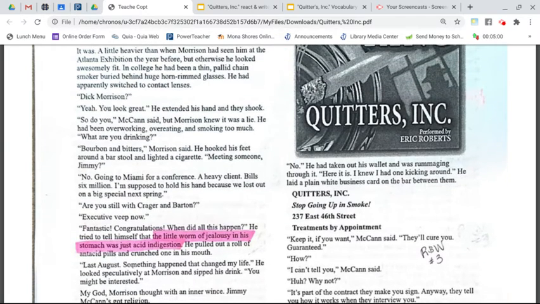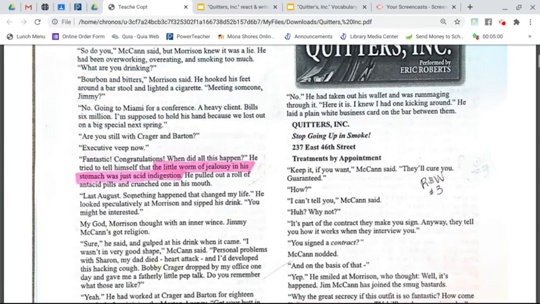No, he had taken out his wallet and was rummaging through it. Here it is. I knew I had one kicking around. He laid a plain white business card on the bar between them. Quitters Inc. Stop going up in smoke. 237 East 46th Street. Treatments by appointment. Keep it if you want, Mr. McCann said. They'll cure you, guaranteed.